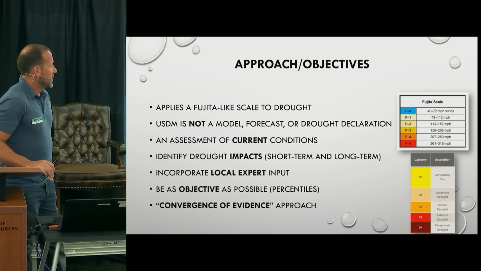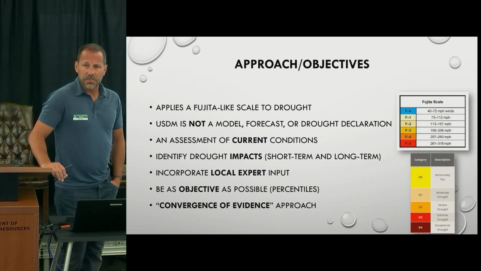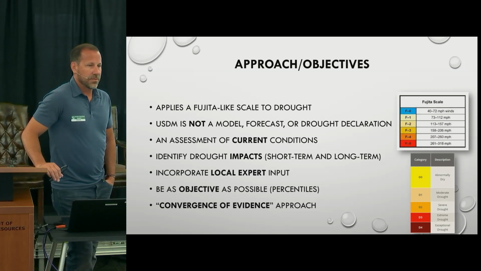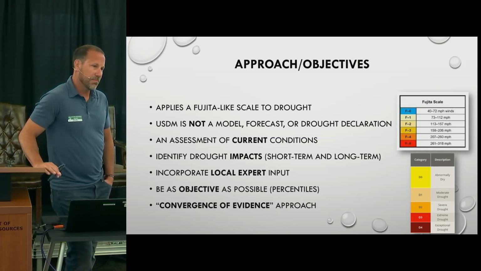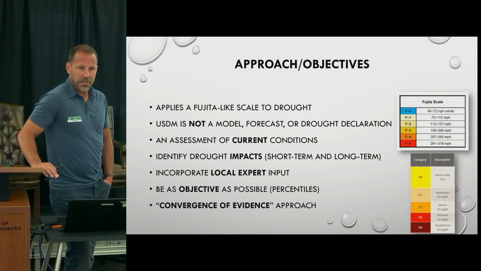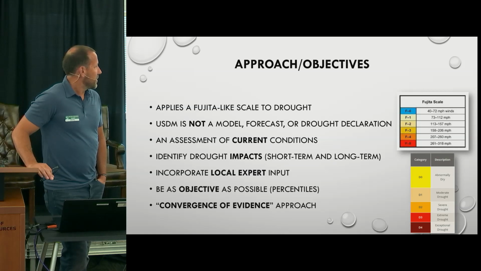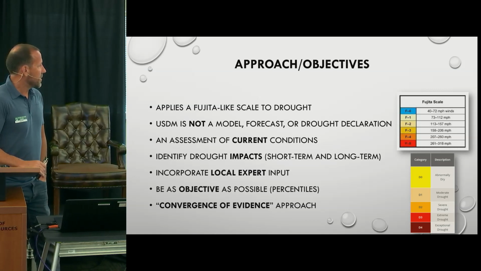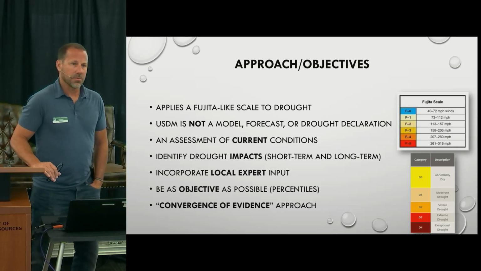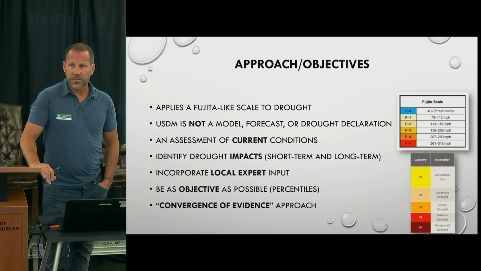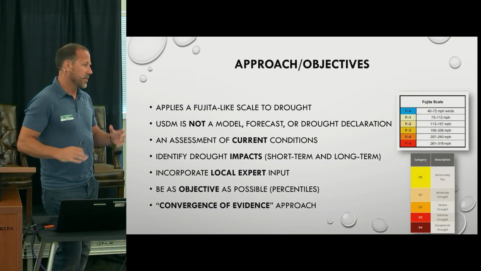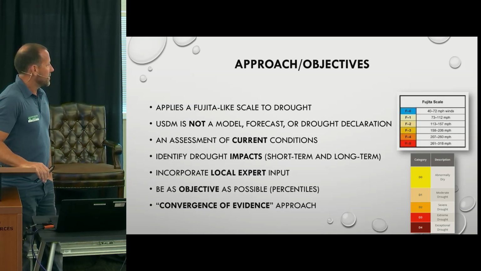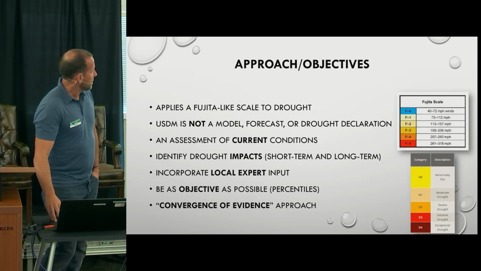We try to be as objective as possible in the assessment, although some of it is subjective by the author, and some of the impacts information is quite subjective. But the percentile process, looking at percentiles, I'll show you as we move on how that works. And then we use a convergence of evidence approach. So we don't look at just one or two indicators. We look at a whole variety of different indicators to make our decisions as to what the severity of the drought is.